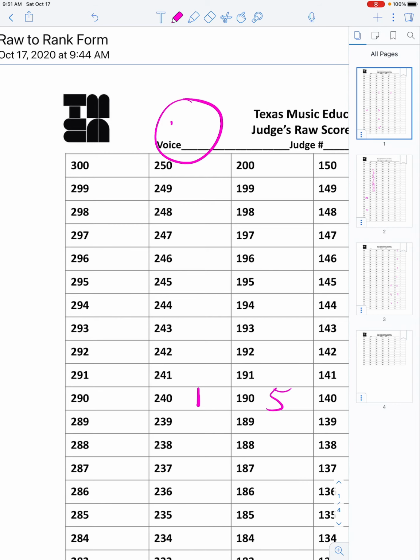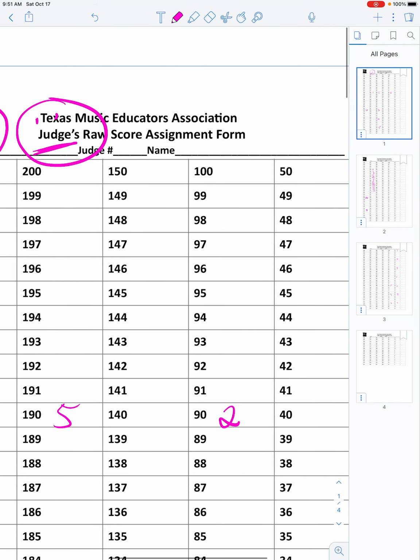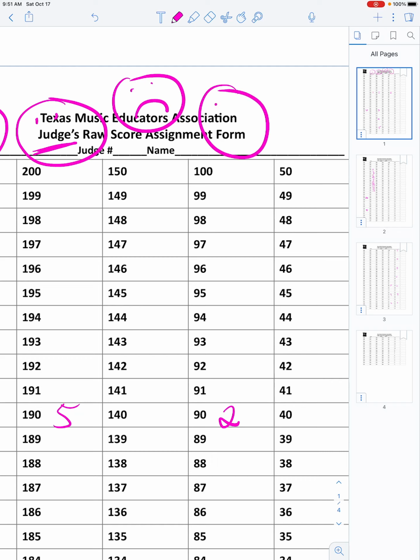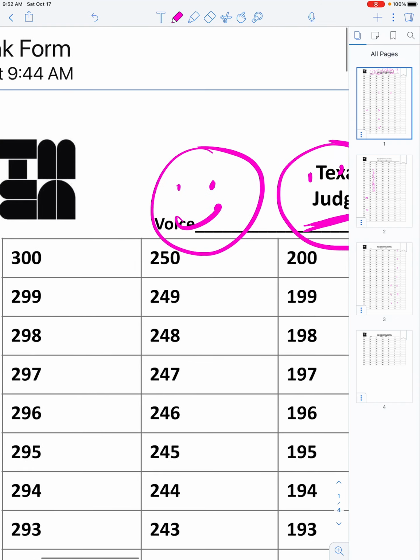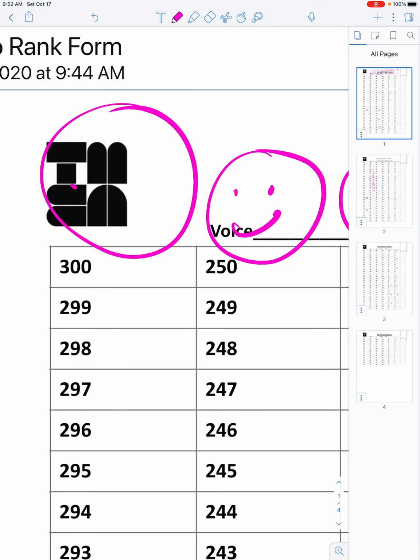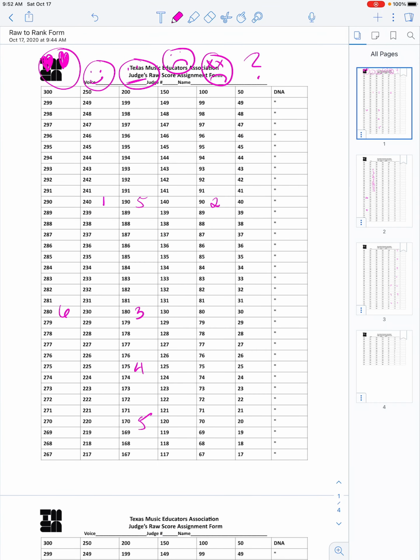This would be a happy face. This would be an okay face. This would be a sad face. This would be a dead face. This would be a question mark. Okay? This one right here, hearts. Okay? So just kind of like that's a very generic version of my system.